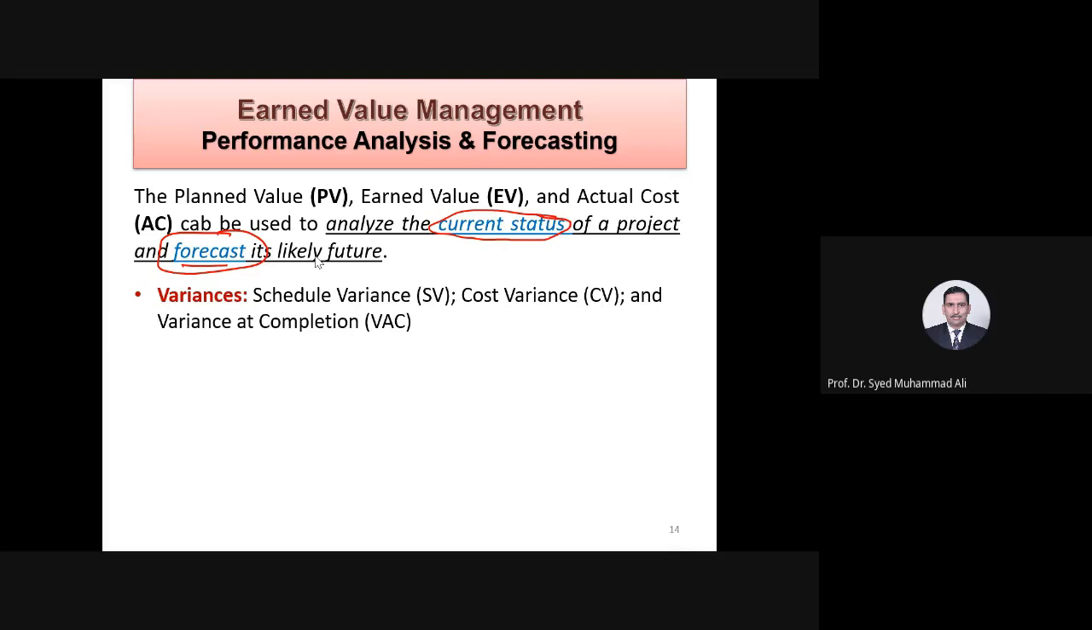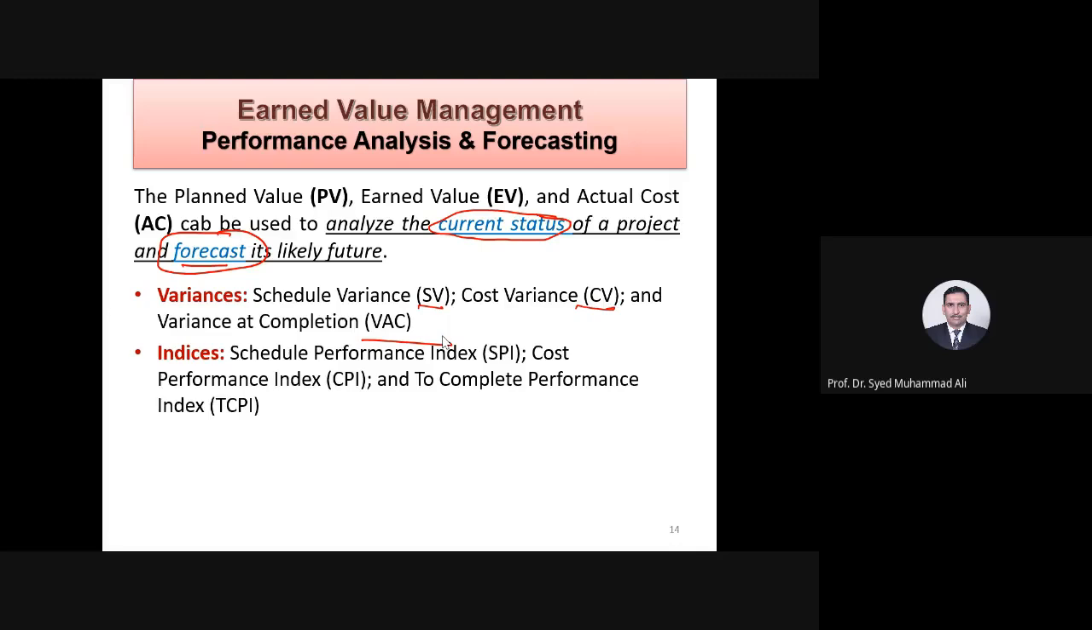Now, variances. Schedule variance will be calculated, which is denoted by SV. Cost variance will be denoted by CV. And variance at completion will be VAC. Indices. There are certain indicators, indices. Schedule performance index, SPI. Cost performance index, CPI. To complete performance index, TCPI.